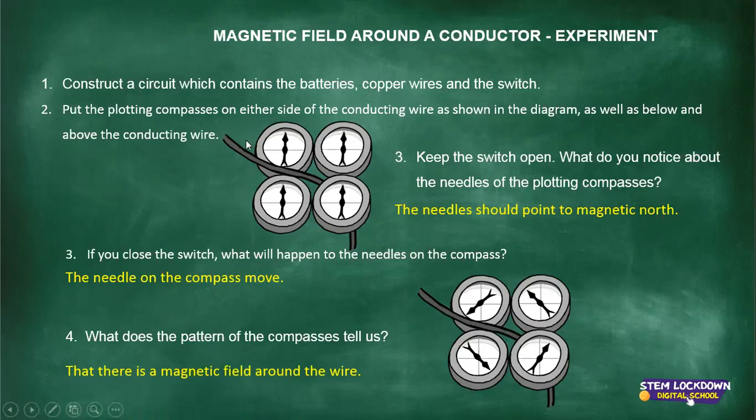Here in the top picture, number 2, the circuit was open. There was no current going through it, so all the needles on the compass pointed to the magnetic north. But the moment we closed the switch and applied an electric current, the needles went in different directions. That basically tells us that there is a magnetic field around the wire.